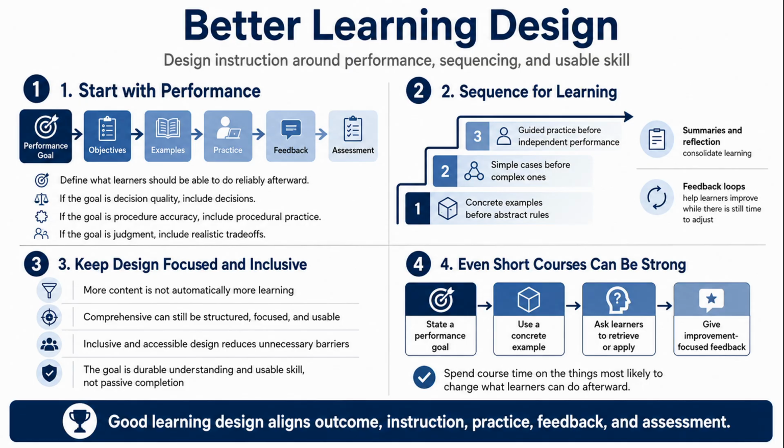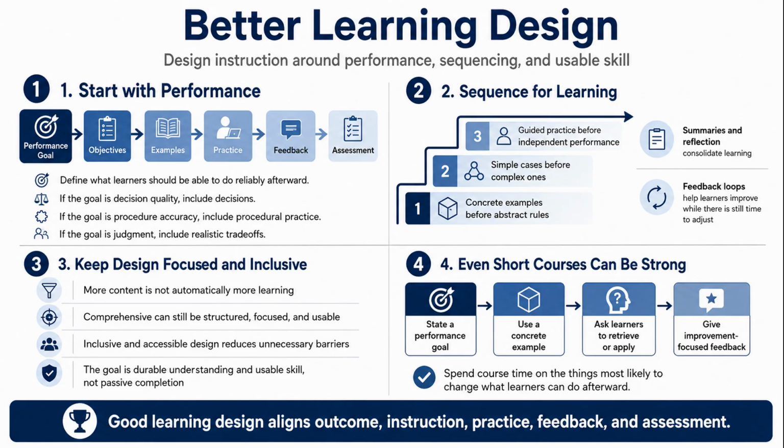Sequencing matters. Learners often benefit from concrete examples before abstract rules, simple cases before complex ones, and guided practice before independent performance. Summaries and reflection help learners consolidate what they noticed and connect it to future use. Feedback loops help them improve while there is still time to adjust. Assessment alignment keeps the course honest by measuring the capability the instruction was supposed to build.